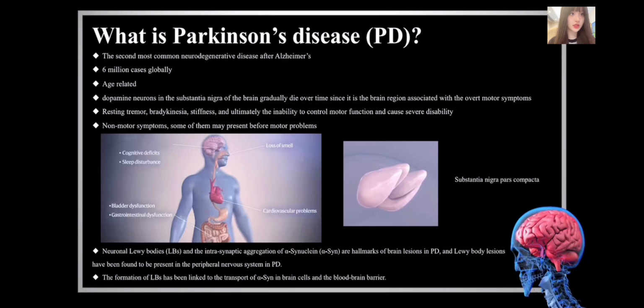Lewy body lesions have also been found to be present in the peripheral nervous system in Parkinson's disease. Interfering with Lewy body formation has become a hot topic in Parkinson's disease treatment. The formation of Lewy bodies has been linked to the transport of alpha-synuclein in brain cells and the blood-brain barrier. Nonetheless, treatment options still produce little effect.